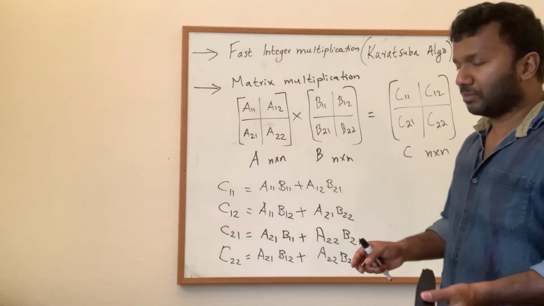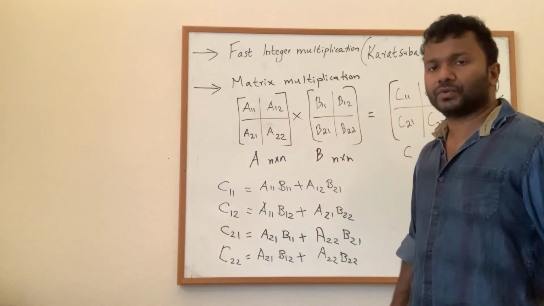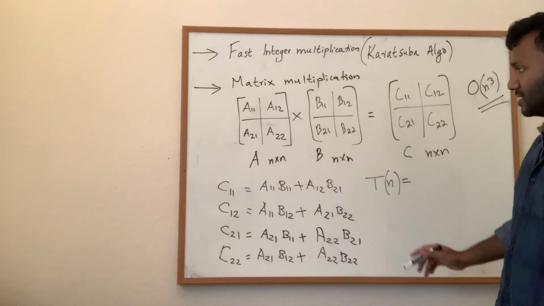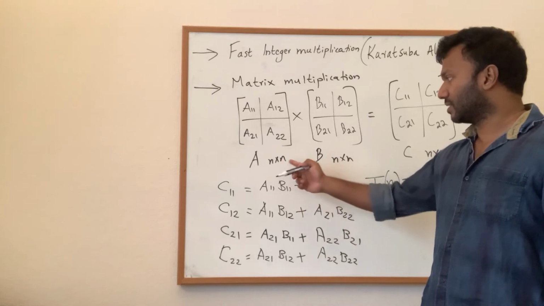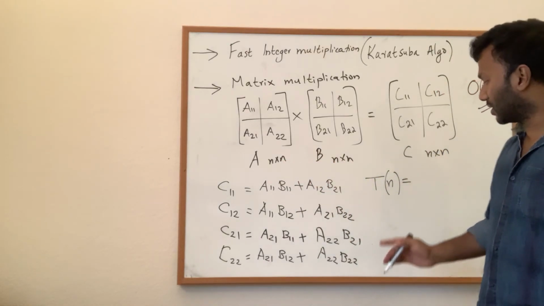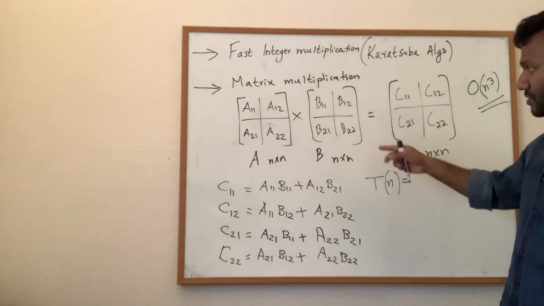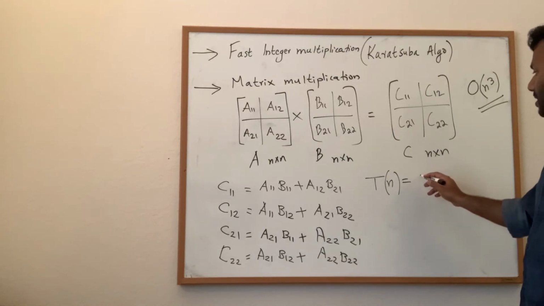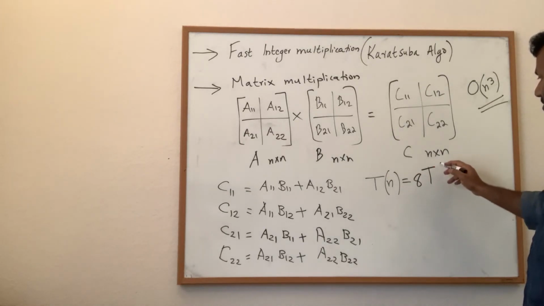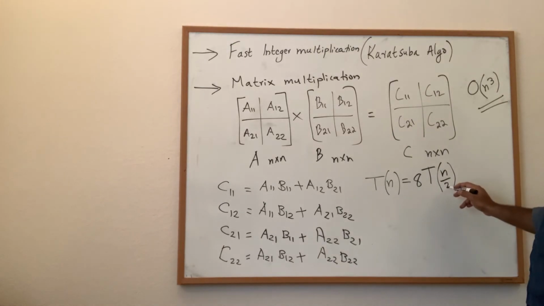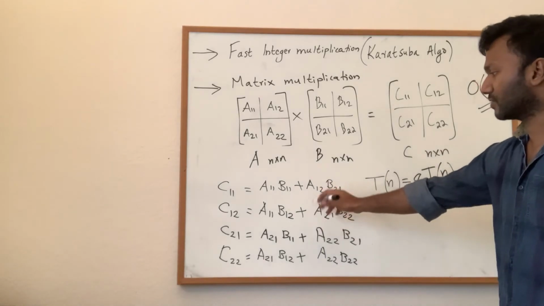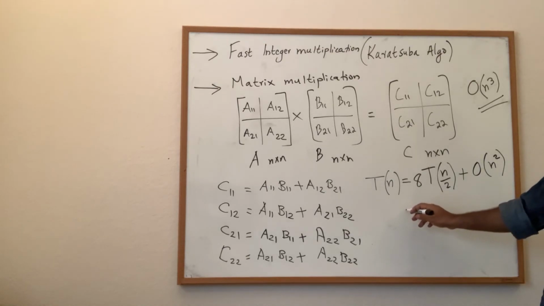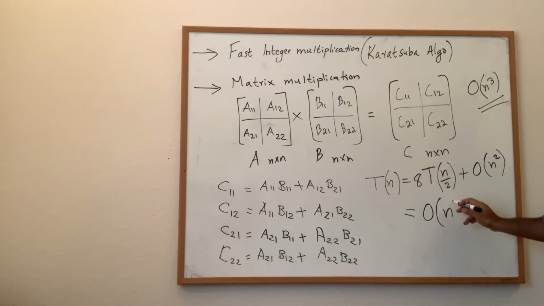matrix multiplication, but between n over 2 cross n over 2 matrices. And you can write the recursion like this: T(n), where T(n) is the time for multiplying two matrices of size n cross n. So note that n is not the size of input. The size of input here is n square, but I'm just writing the recursion like this. So I can decompose this into 8 multiplications between n over 2 cross n over 2 matrices. Then I need to do some additions of these matrices. That's going to cost some big O of n square. And if you solve this recursion, what you're going to get is big O of n cube.